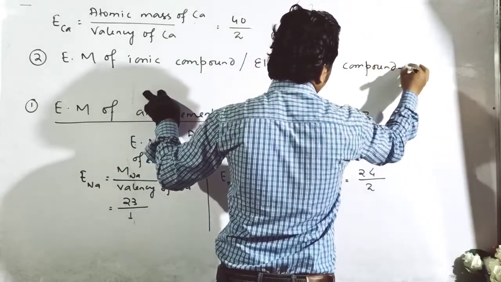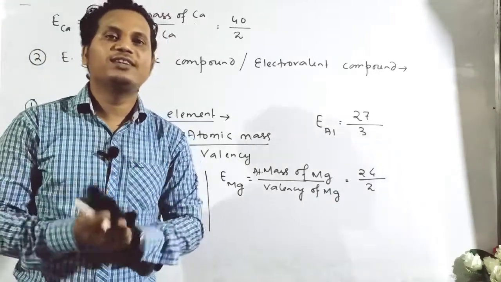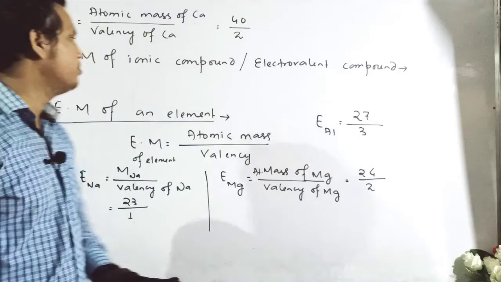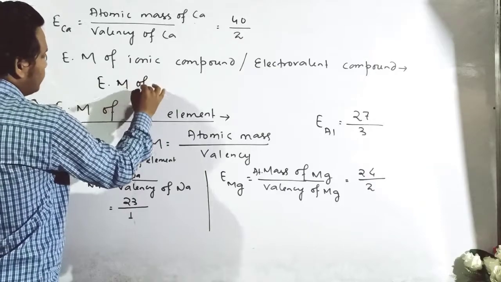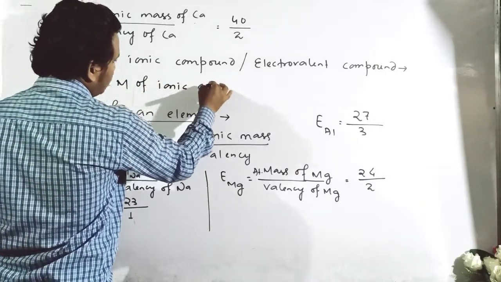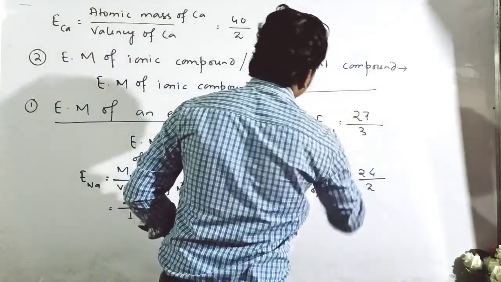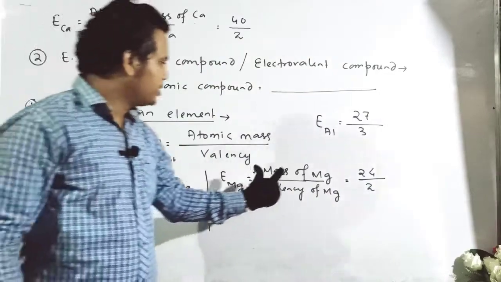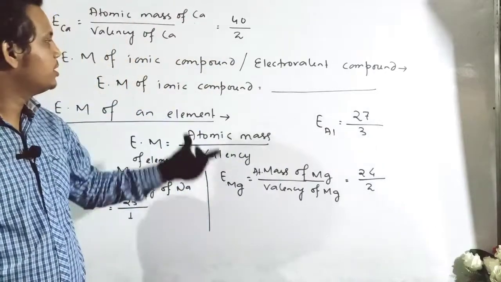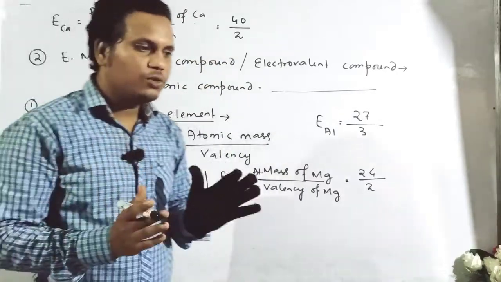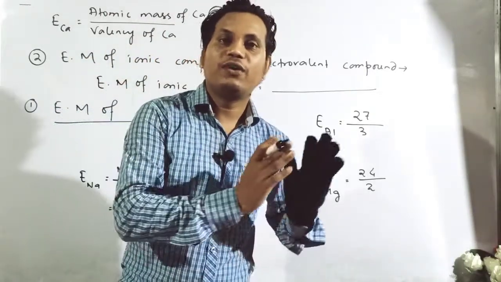Okay. So first we will see the formula. What is the formula for finding the equivalent mass of an ionic compound? The formula is equivalent mass of ionic compound is equal to, what? Same. Here we wrote atomic mass by valency, so here also mass. The mass of the ionic compound is known as formula mass.